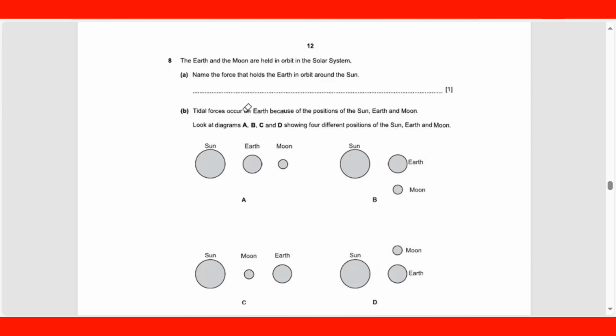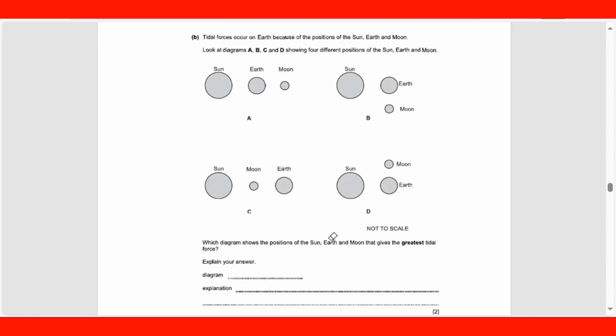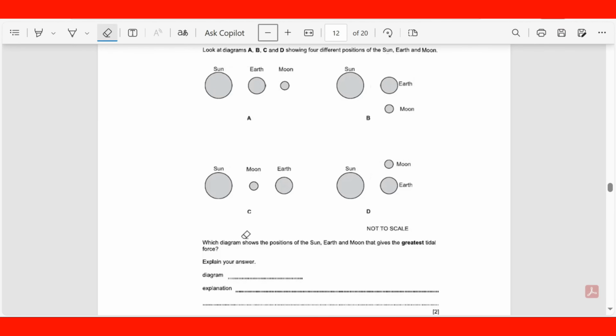Now question 8b. Tidal forces occur on Earth because of the position of the Sun, Earth and Moon. Look at diagrams A, B, C, D showing four different positions of the Sun, Earth and Moon. Which diagram shows the position of the Sun, Earth and Moon that gives the greatest tidal force? Explain your answer, with diagram and explanation.